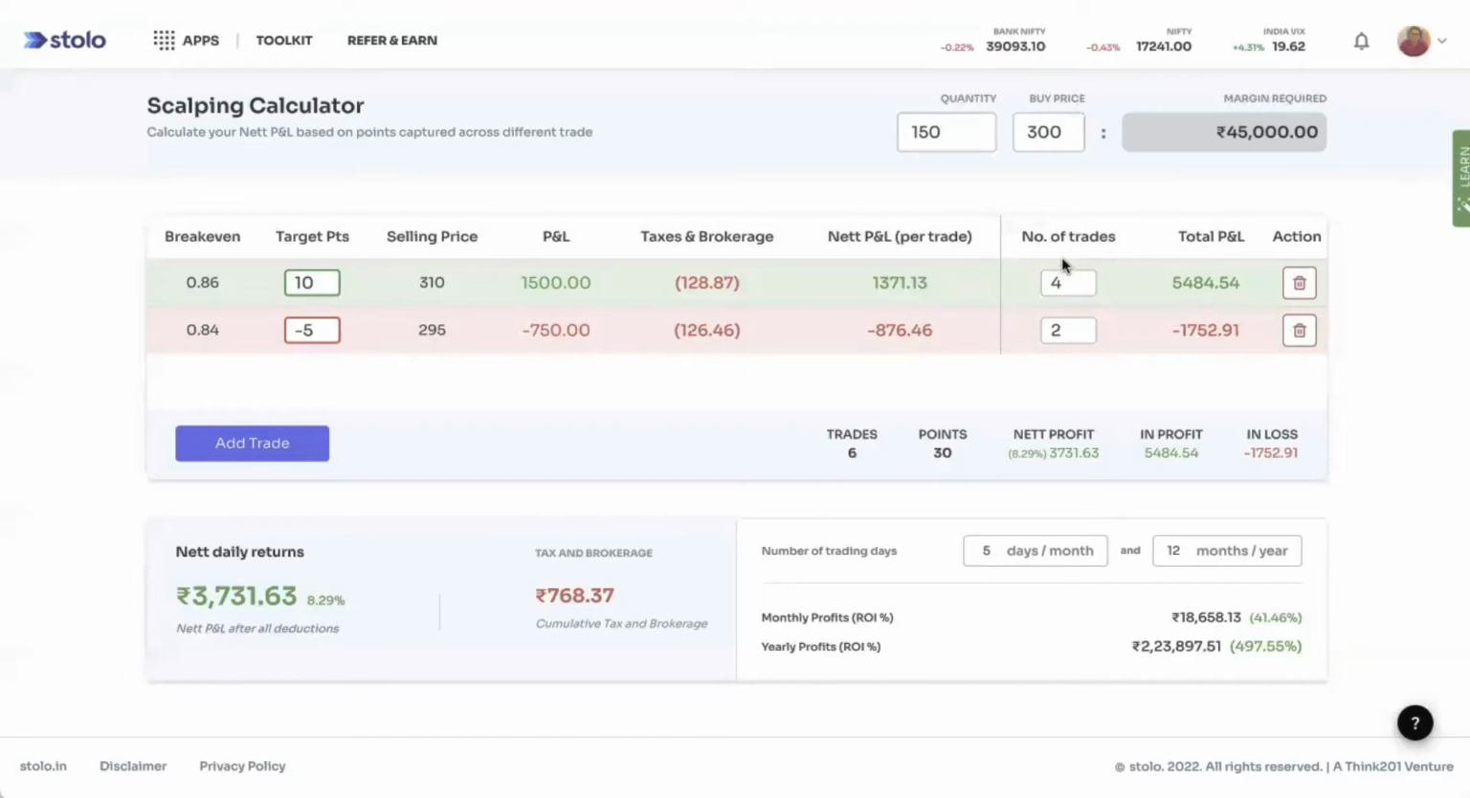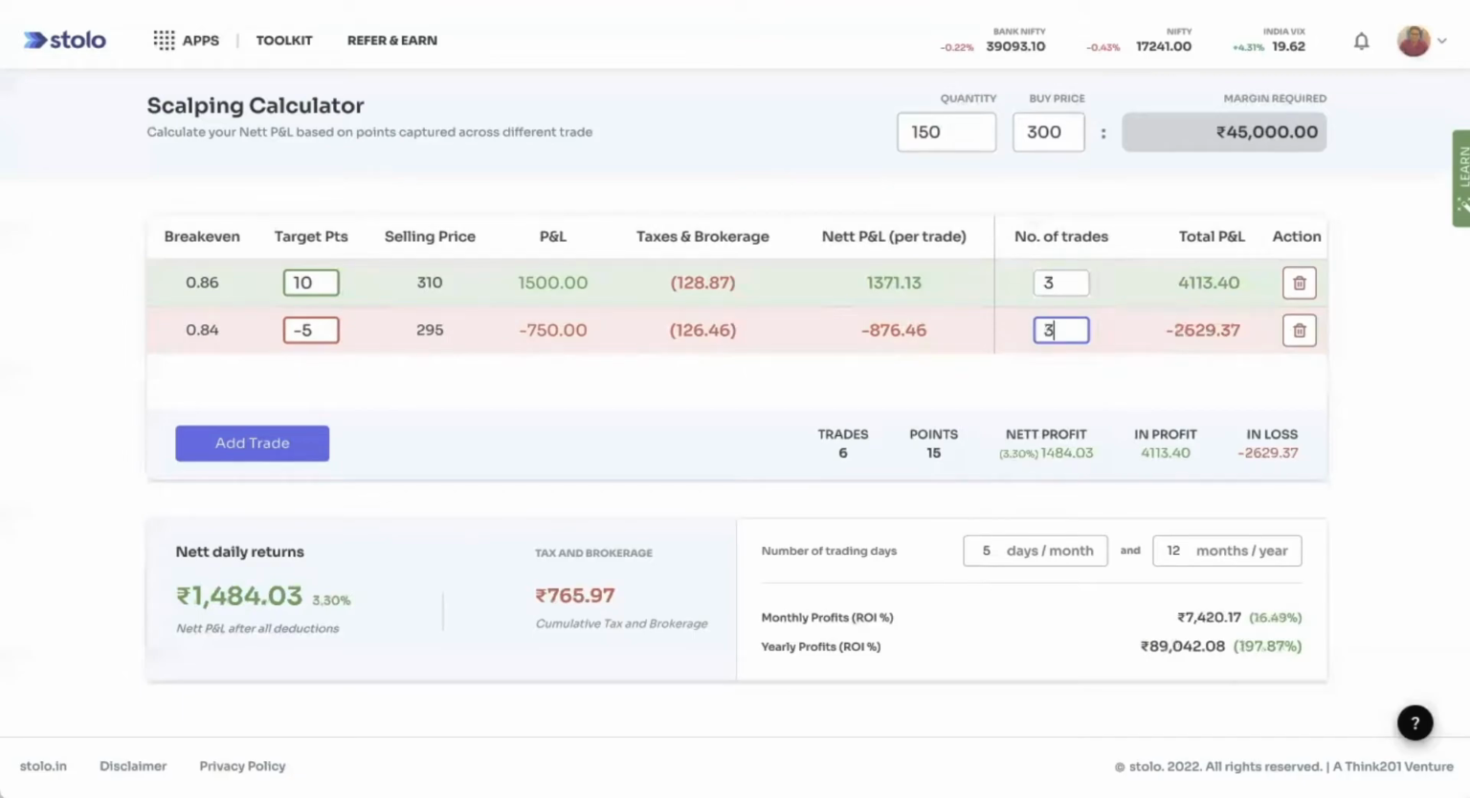So I've kept it here again 1:2 risk reward, and assuming that out of 6 trades that you take, 4 trades are profitable and 2 are in loss, or we can in fact increase this as well, right? So let's say 50-50 chance. So 50% of your trades are hitting stop loss, and 50% of your trades are hitting the target.